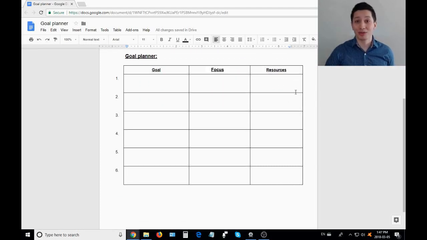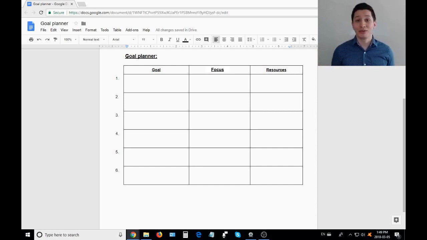Next, we have our goal planner. We have 3 columns to help us detail our goals. The first column is the goal column. Here, we write a general goal that we want to accomplish. Next, we have the focus column. What will be the main focus of that goal? And what will that goal help us do? And lastly, we have the resources column. Here we can write down some ideas for some different things we can study to accomplish this goal.